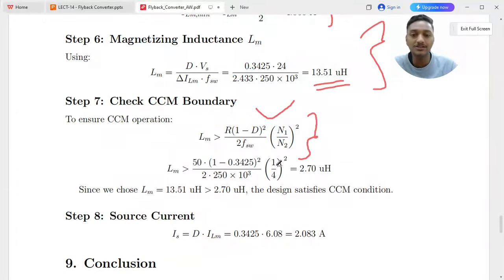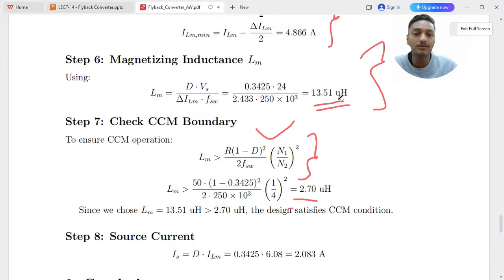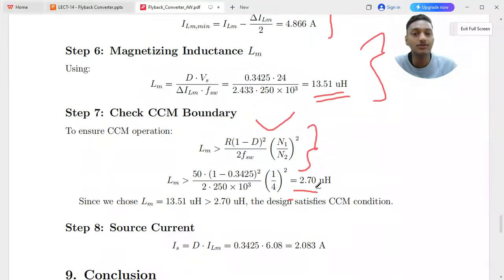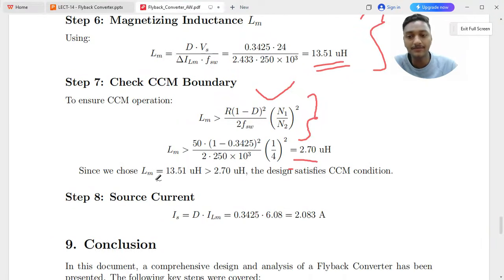I have just substituted the values and got 2.70. So 13.51 microhenry is greater than 2.70. Whatever value I have selected should work in CCM; it will not go into DCM operation. Since LM equal to 13.551 microhenry is greater than 2.70 microhenry, the design satisfies the CCM condition.